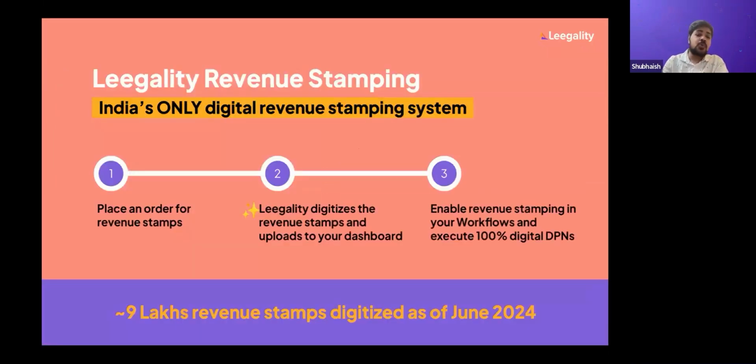Under this, Leegality procures, digitizes, and uploads revenue stamps to your Leegality account on your behalf. So your digital DPN flows are 100% digital. It's not that some part of it is digital and some of it stays physical. As of last month, June 2024, we have successfully digitized close to 9 lakh digital revenue stamps. And just in the last 2-3 weeks, in fact, we've digitized over 3 lakh revenue stamps for our clients. Without further ado, I would now like to invite Ritik to see how it works.